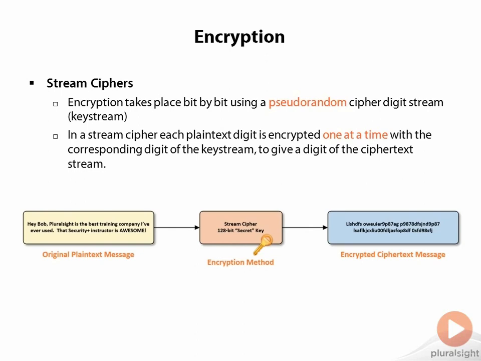So in a stream cipher, each plain text digit, as I mentioned, is going to be encrypted one digit at a time. With the corresponding digit of the key stream, they're going to be combined, and that gives a digit output of ciphertext. So it basically streams through, kind of like you're pouring water through a filter. It just goes right through and comes out the other end.